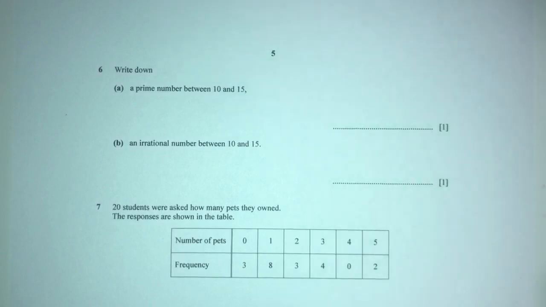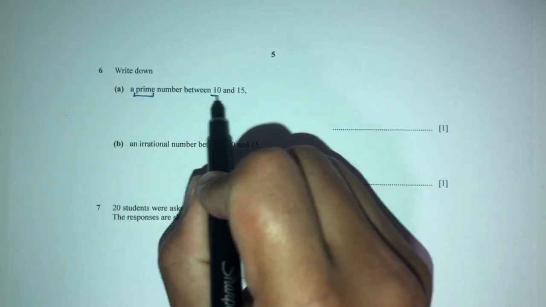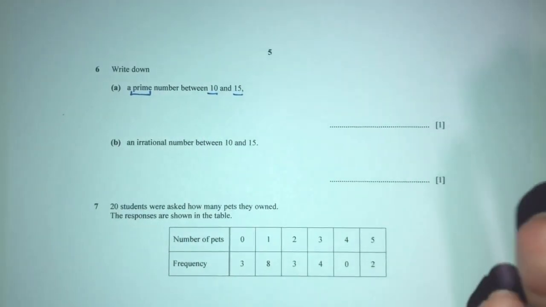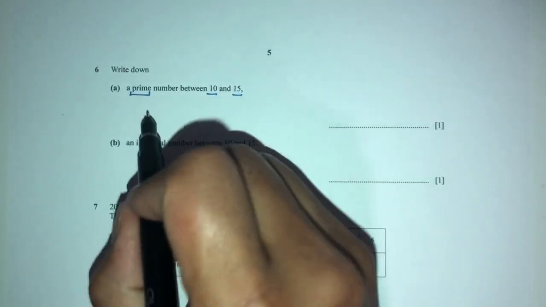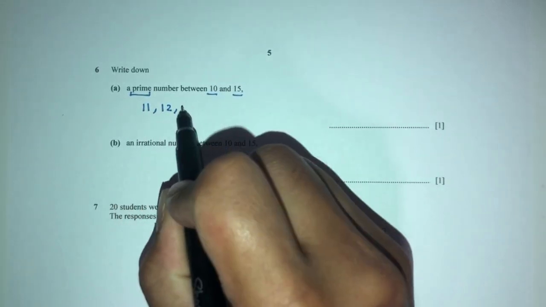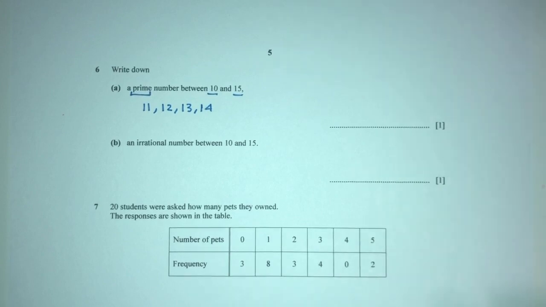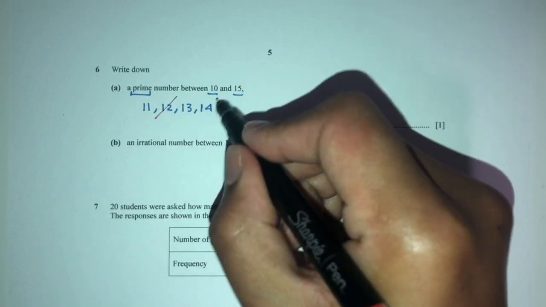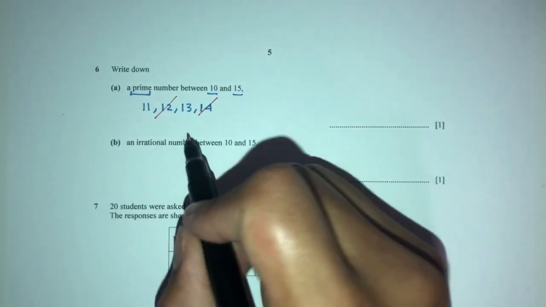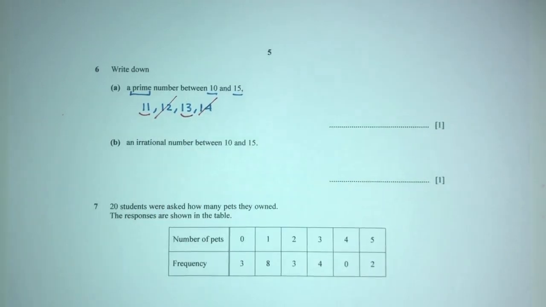Now let's move on to question number 6. We have to write down a prime number between these two. First thing we have to know is what are the numbers between these two? So let's list them down. You will have 11, 12, 13, and 14. Obviously, we should know right away that even numbers cannot be prime, at least in this range. So we can just take those out for now. Now, we have 13 and 11. You can choose any one of those because we do not have a factor for 11 and none for 13. So I'll go with 13.